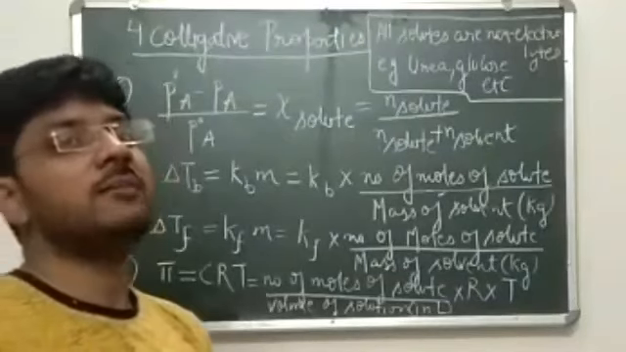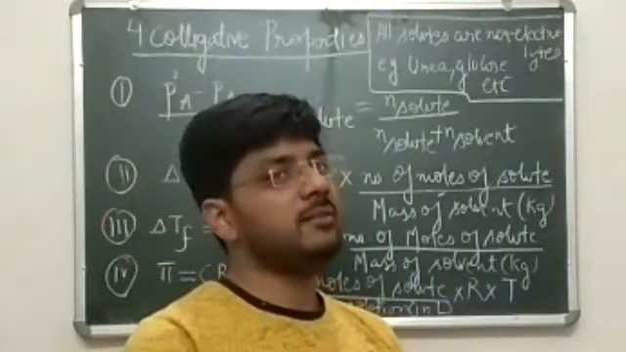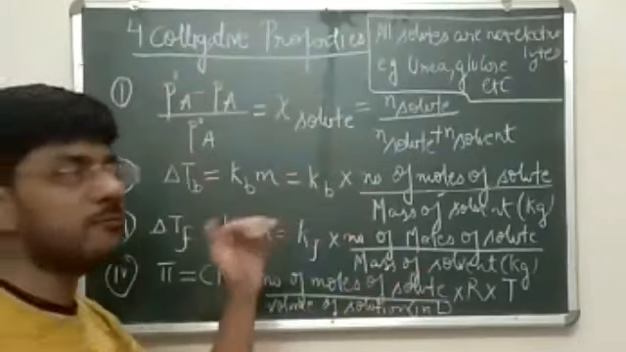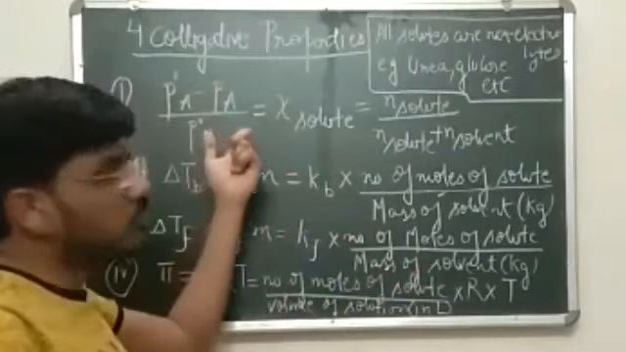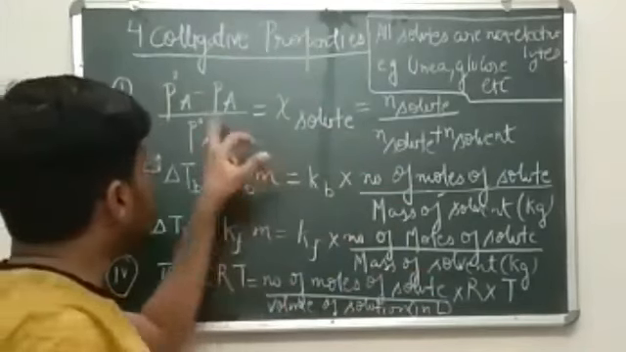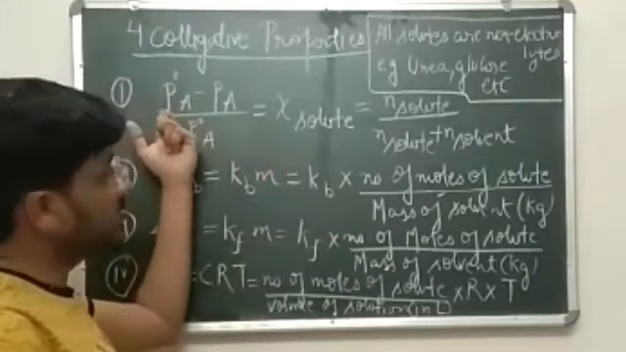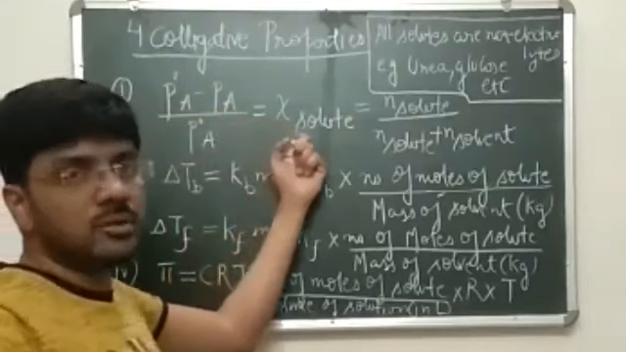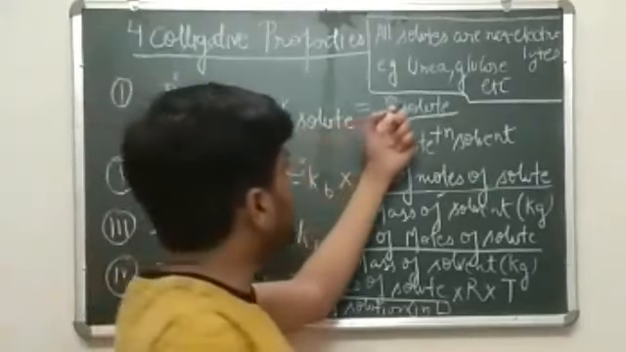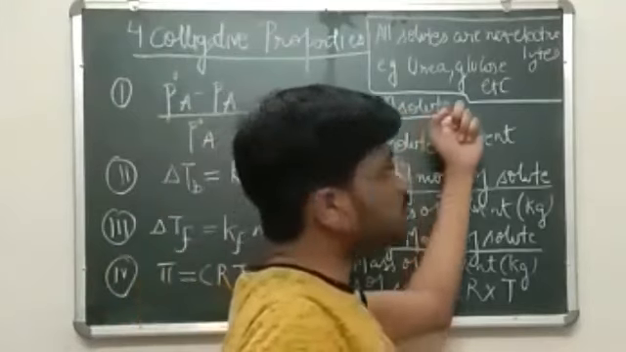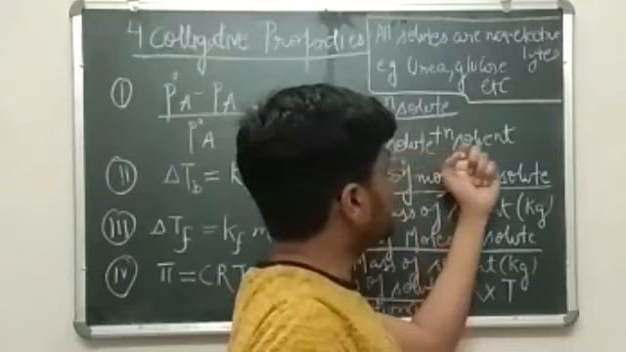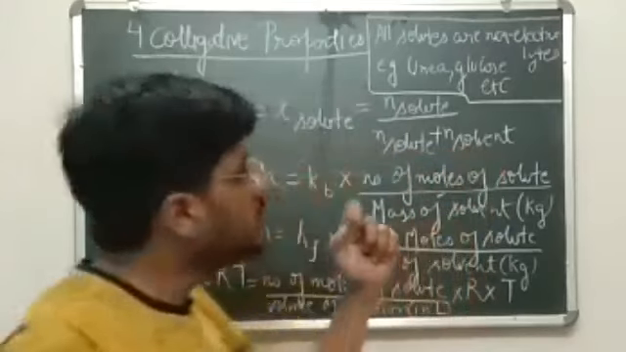Until now, we have discussed the four colligative properties, which we will revise one by one. First is relative lowering in vapor pressure. It is given by the expression (P naught A minus PA) over P naught A, which is equivalent to the mole fraction of solute. Mole fraction is defined as number of moles of solute divided by total number of moles, that is, number of moles of solute plus number of moles of solvent.